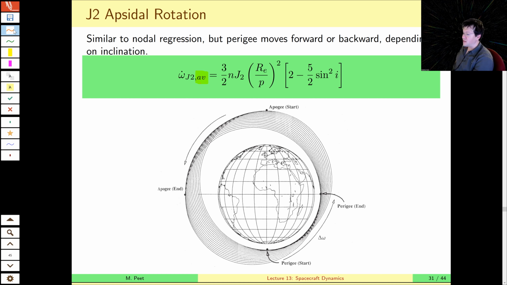So the expression we get, and I won't go through the derivation, is not much worse than what we had before. There are the terms that come directly from the omega dot times cosine I, and those factor in here. And then there are some other terms which also appear, which are new.